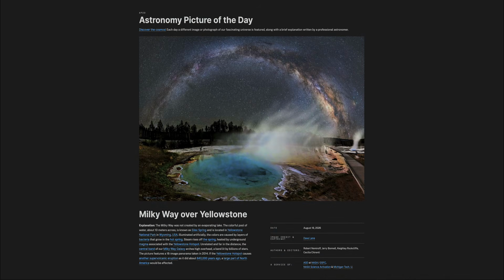So that was our picture of the day, titled Milky Way over Yellowstone.